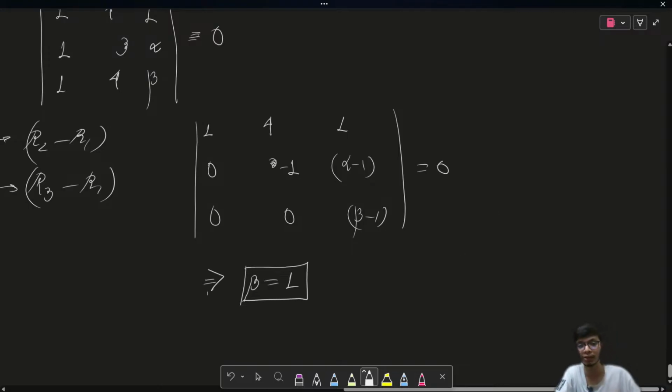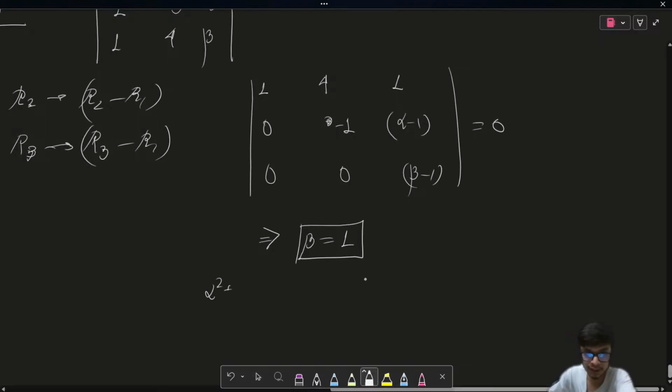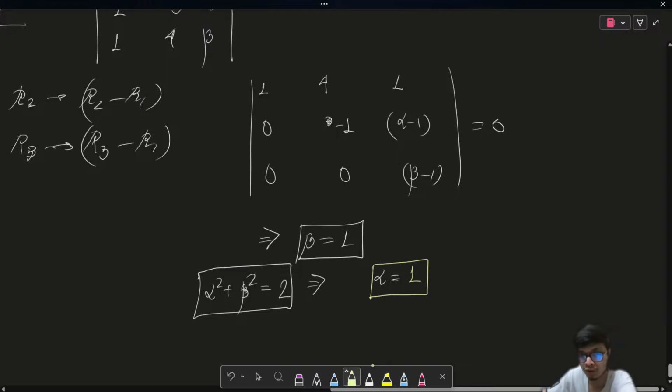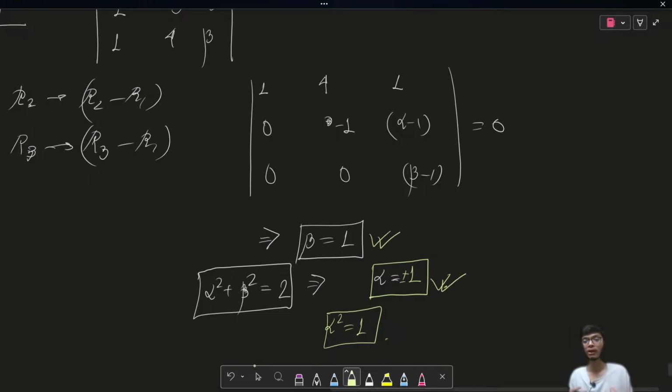Once I get beta equal to 1, I also have another equation relating alpha and beta, which is alpha square plus beta square is equal to 2, right? So from here I will have the value of alpha square equal to 1. Therefore alpha can be plus or minus 1. So I will have beta equal to 1 and alpha having two values, plus or minus 1.